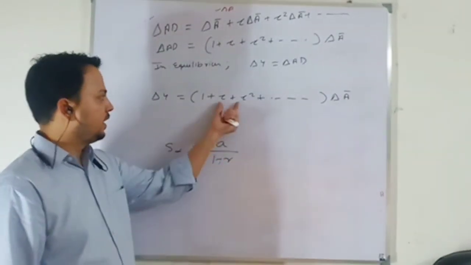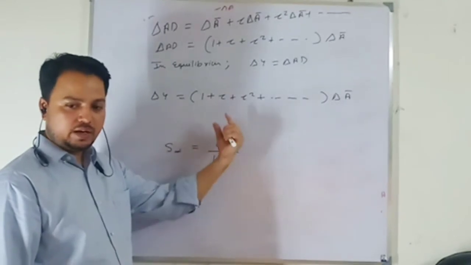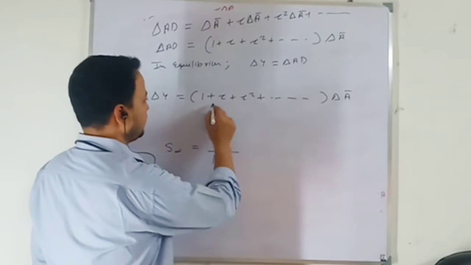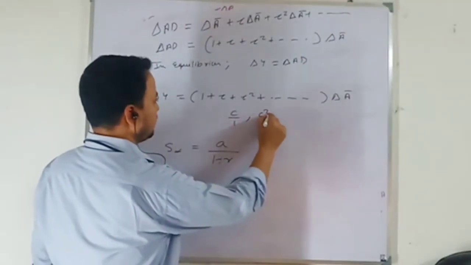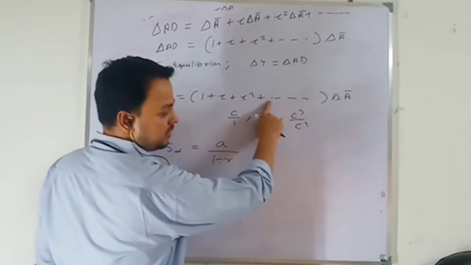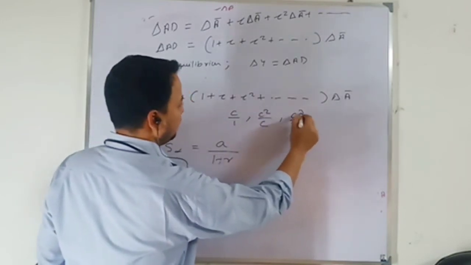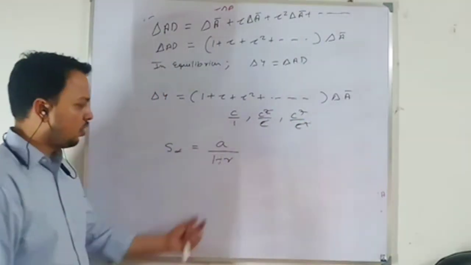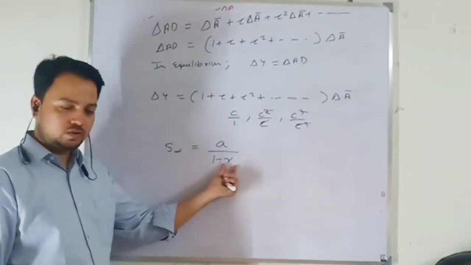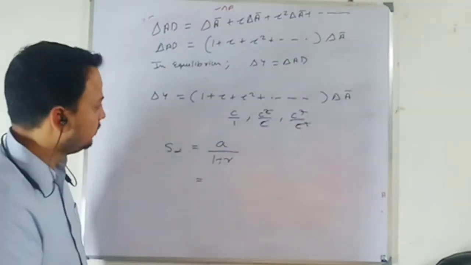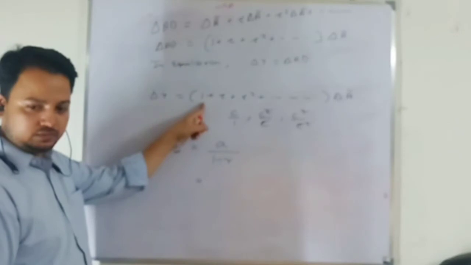When you take any two consecutive values and take the ratio, it will be c by 1, c square by c, c cube by c square. What will happen? You will get c always. So c will be the common ratio. What is the first term? It is 1, right?